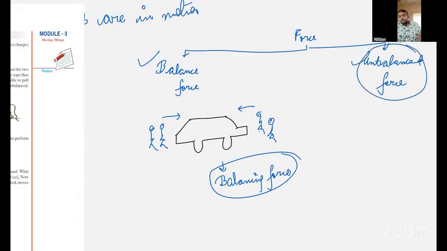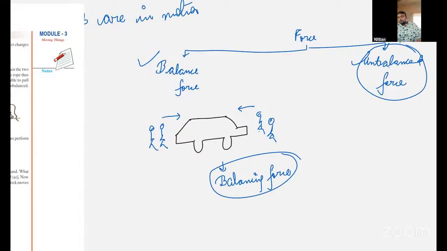So balanced force is the force which is applied on an object, but it won't change anything. If the object is at rest, it will remain at rest. If the object is moving, it will remain moving. There is no result. That is called balanced force.